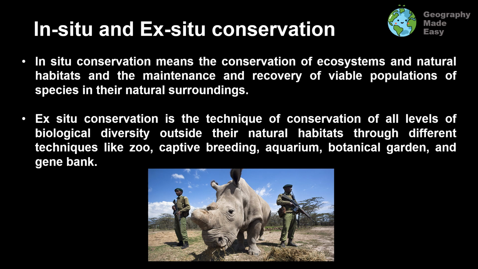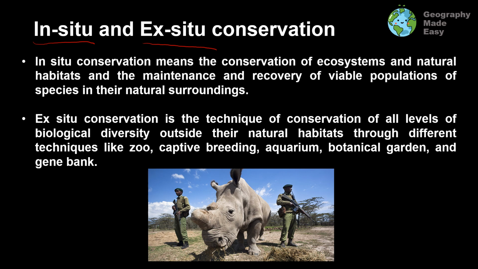So in order to conserve the species, we can do conservation. And there are two types of conservation which can be done. One is in situ conservation and the other is ex situ. When the conservation is done on site or in situ, in the ecosystem itself, for the maintenance and recovery of the population of the species, it is called in situ conservation.